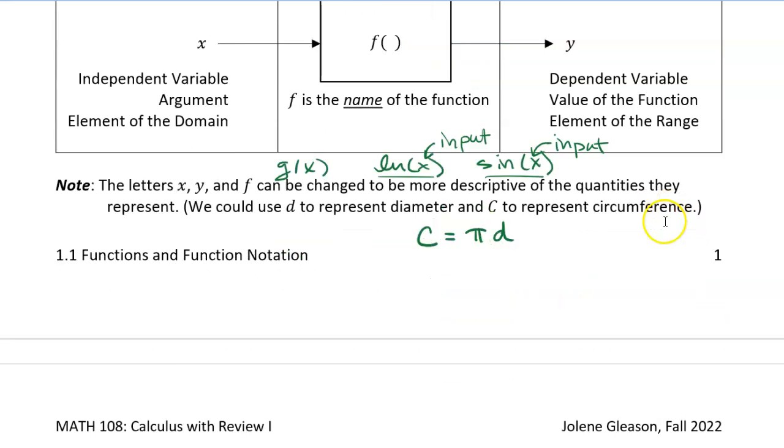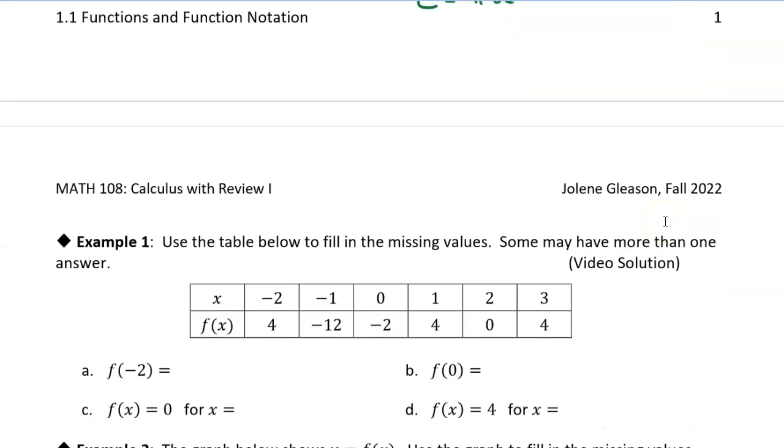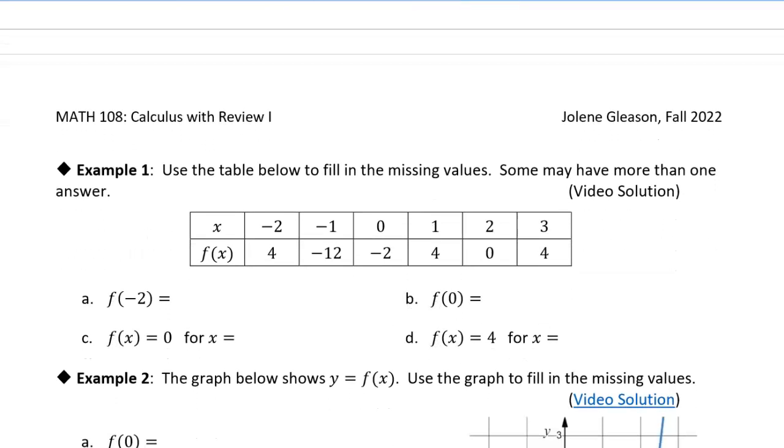All right, let's go on to this first example. In this example, we're just using the function notation and understanding what it means. We have a table of values, and we're asked what is f of 2. Actually, we read this as f of negative 2.